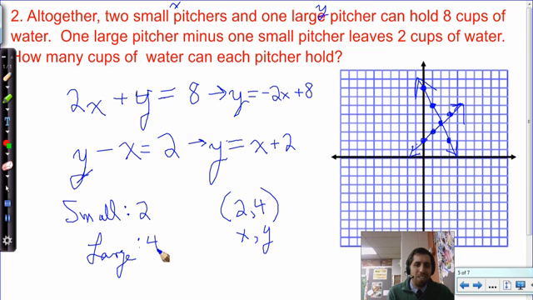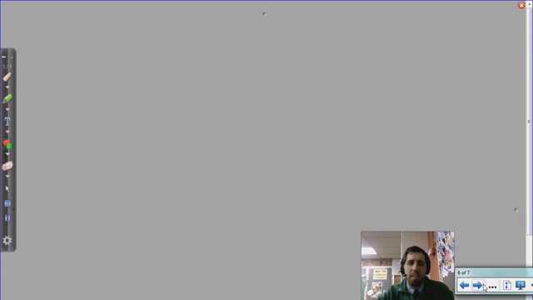So using systems of linear equations can help you solve a variety of different problems. In this one we found out a confusing little riddle about pitchers and how much they can hold. So let's make sure this makes sense. 2 small pitchers and 1 large: 2 times 2 is 4 plus 4 can hold 8. Good. And 1 large minus a small, 4 minus 2 equals 2. Okay, we found the exact sizes using the coordinate plane by graphing a system. So hopefully that one made a little bit of sense.